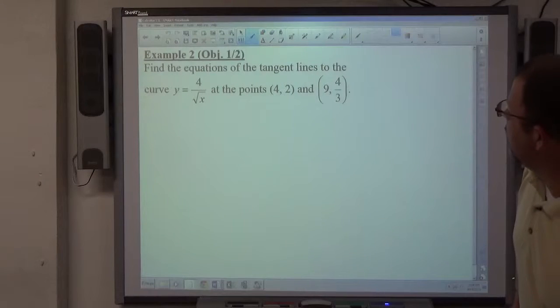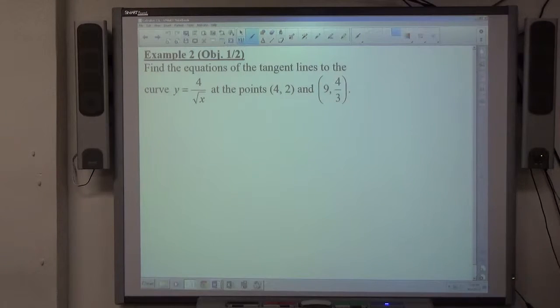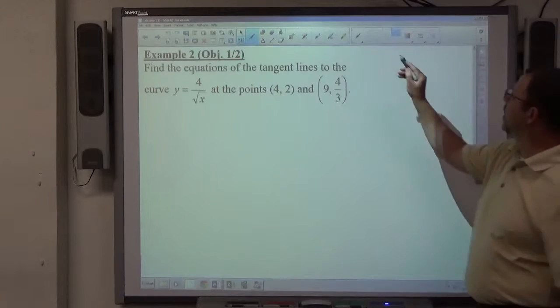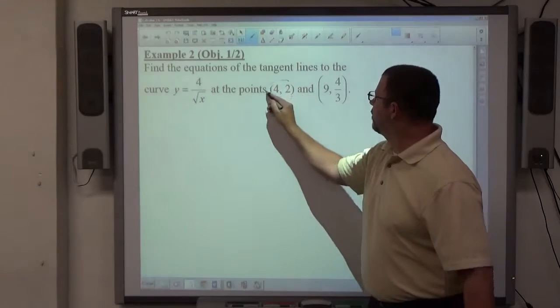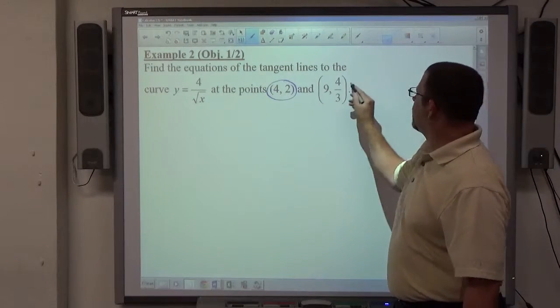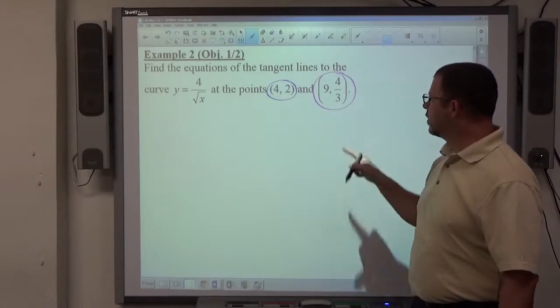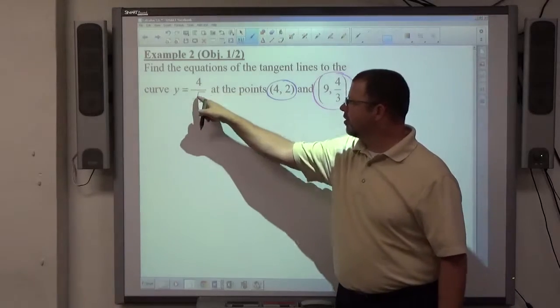Number 2 says: find the equations of the tangent lines to the curve y equals 4 over the square root of x at points (4, 2) and (9, 4/3). So they want two tangent lines. Tangent line number 1 goes through the point (4, 2). Tangent line number 2 goes through the point (9, 4/3). Both of these points lie on this curve.